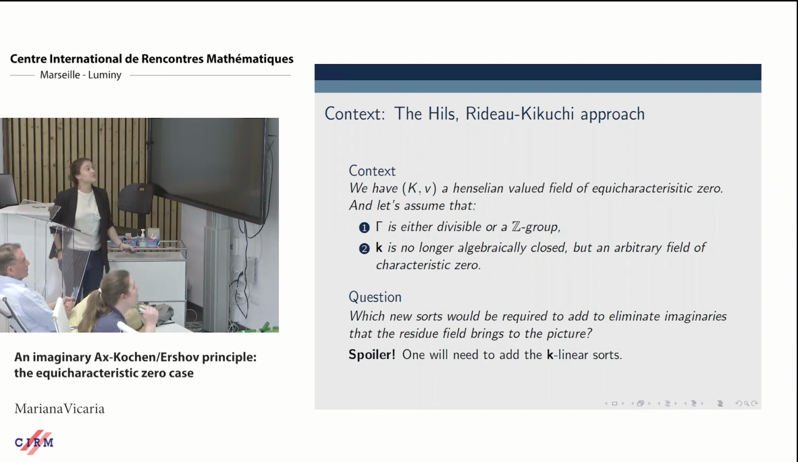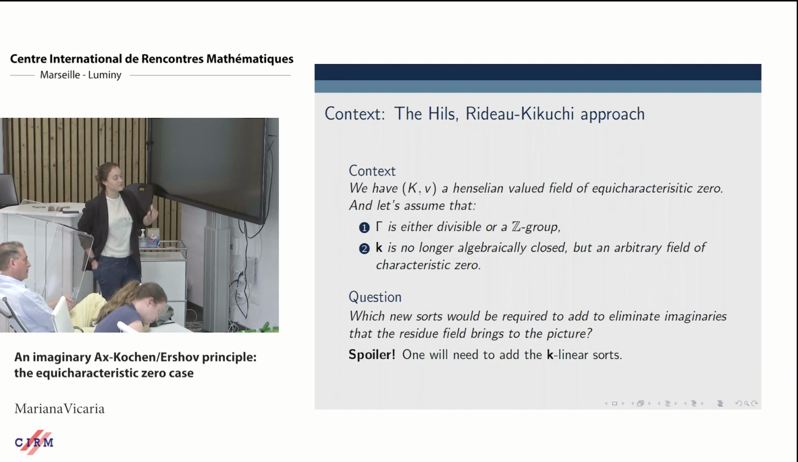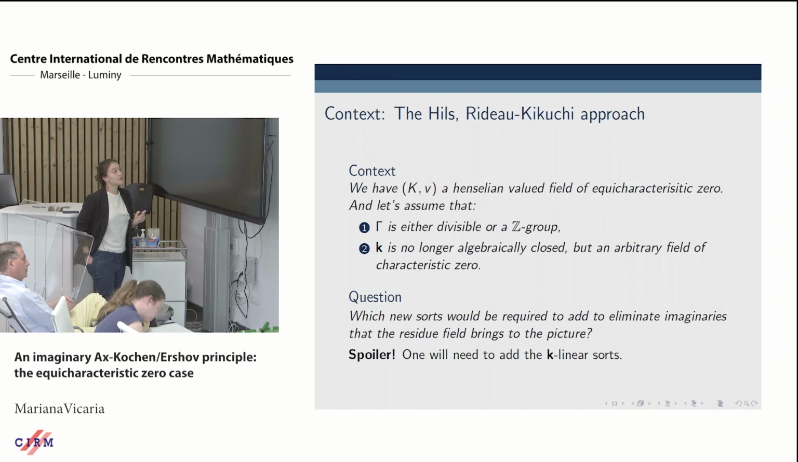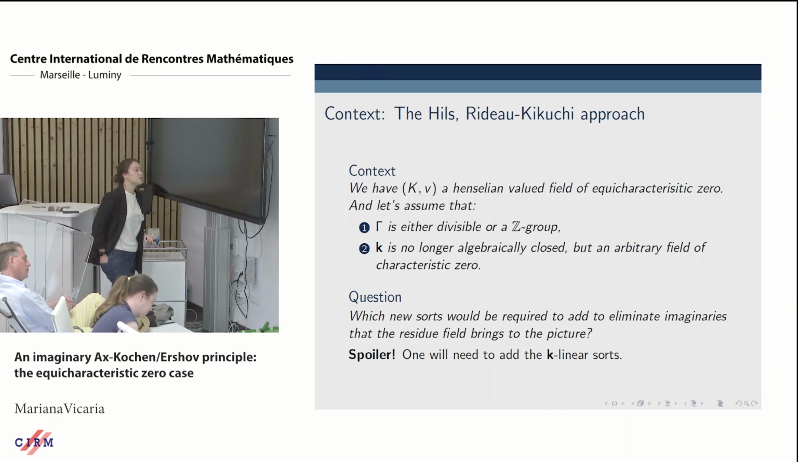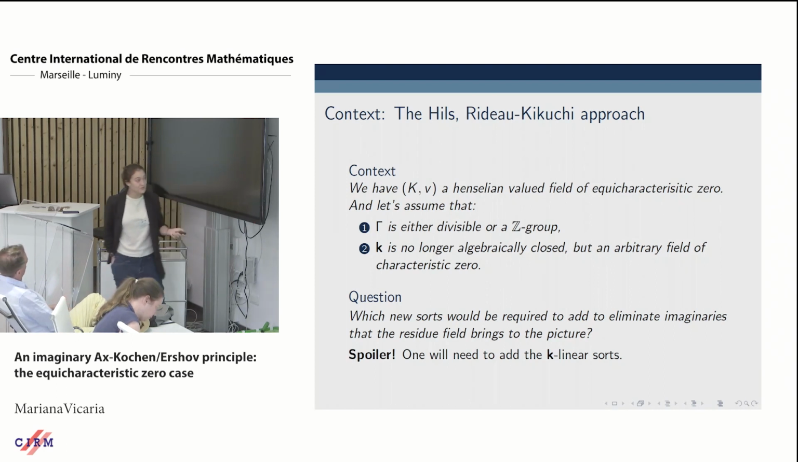So what is the context? I'm going to have a Henselian valued field of equicharacteristic zero, and I'm going to assume that the value group is either divisible or a Z-group. And now they want to make the residue field hard, like an arbitrary field of characteristic zero. So it's no longer going to be algebraically closed, and the question that they were addressing is, which are the new sorts that are required in order to eliminate imaginaries once you make the residue field a little bit more wild. And here's my spoiler.